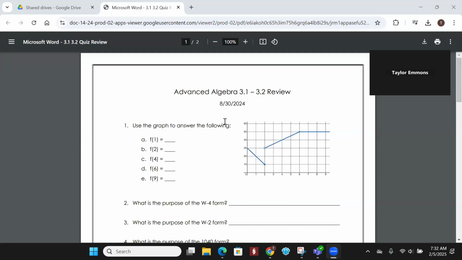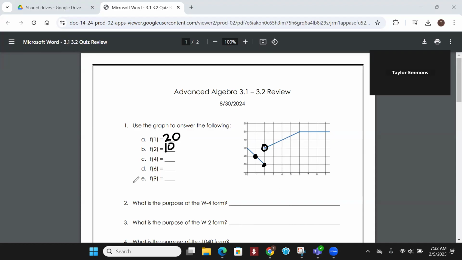All right, so use the graph to answer the following. So f of 1. So when x is 1, what is our y value? 1. Okay. When x is 2, what's our y value? 10. Why is it not 30? Because it's a closed circle. Okay, because 30 is an open circle, so we would go with 10, right?